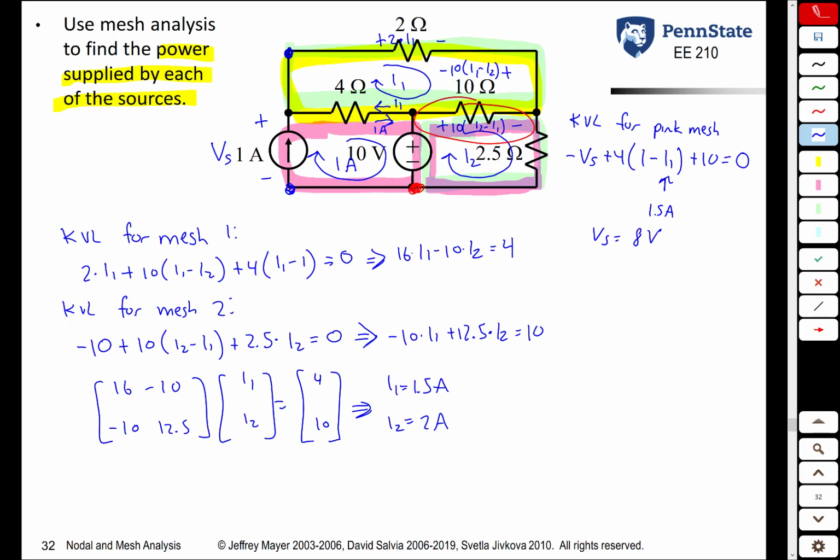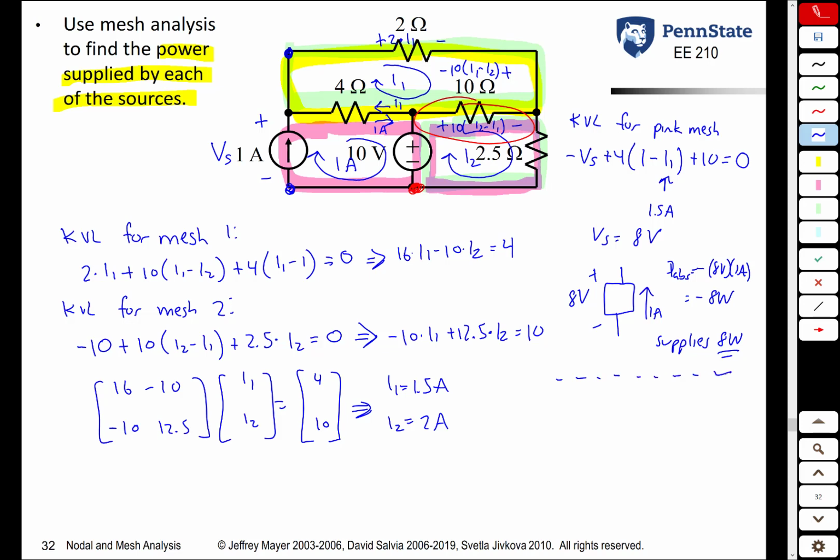Once you know VS, we can now find the power associated with that source. We know that we have 8 volts across it, and we know that we have 1 amp going through it. And notice the current enters the minus terminal, so the absorbed power is going to be minus 8 volts times 1 amp, or minus 8 watts. So this source supplies 8 watts of power. And if you compare this to the nodal analysis problem where we did the same circuit, we got the same answer.